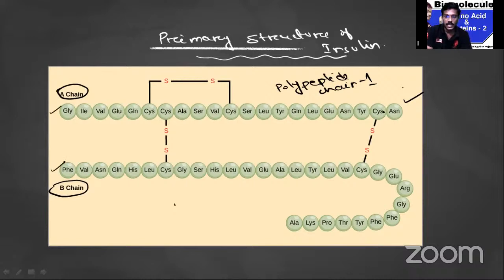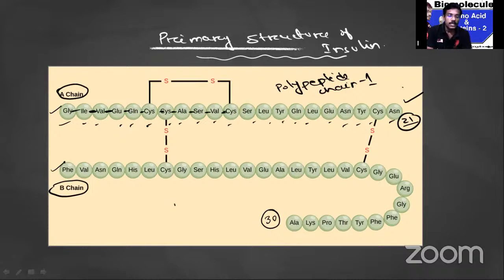And in chain A, how many amino acids are present? There are 1, 2, 3, 4, 5, 6, 7, 8, 9, 10, 11, 12, 13, 14, 15, 16, 17, 18, 19, 20, 21. Here there are 21 amino acids. And in the B chain, there are 30 amino acids. All these are interconnected with peptide bonds. That's why it is a polypeptide chain.